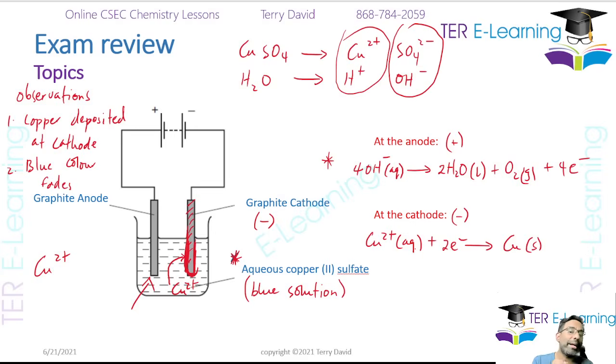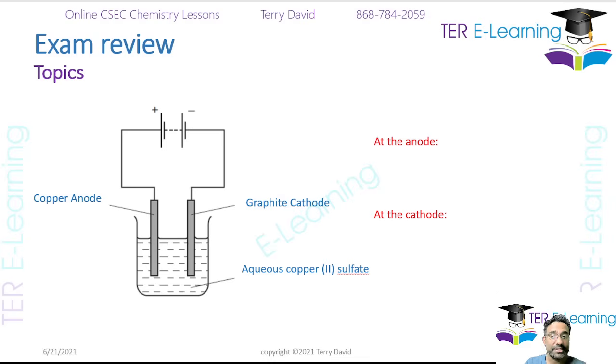Now, we're going to do the electrolysis of copper sulfate again, but we're going to make a change. This time, we're going to put an active electrode. So instead of using graphite, because graphite is what we call an inert electrode, we're going to use copper this time. So we're going to use a copper anode, and we're keeping a graphite cathode here. But what we've done, we've changed the anode. The anode is now made of copper.